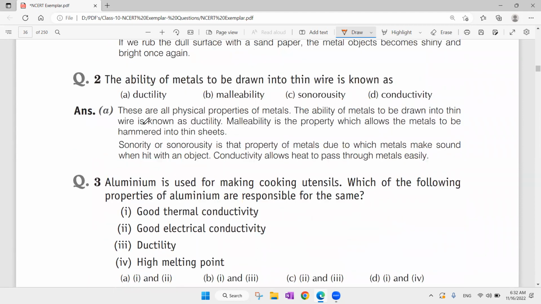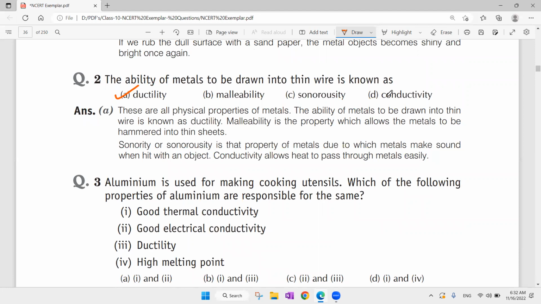Number 2, the ability of metals to be drawn into thin wire is known as. Ductility is nothing but the ability of a metal to be made into wire. Malleability is nothing but making sheets. Sonorous means having the ability to produce sound. Conductivity, yes, metals are good conductors of heat and electricity.